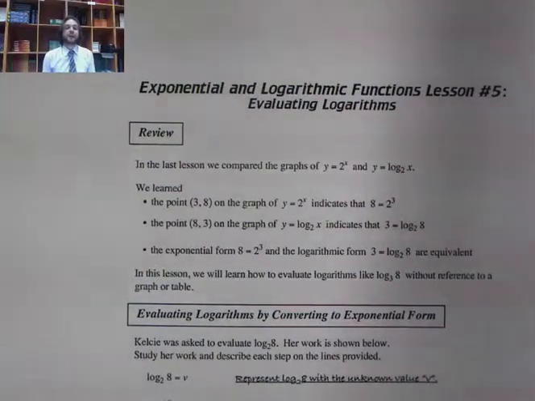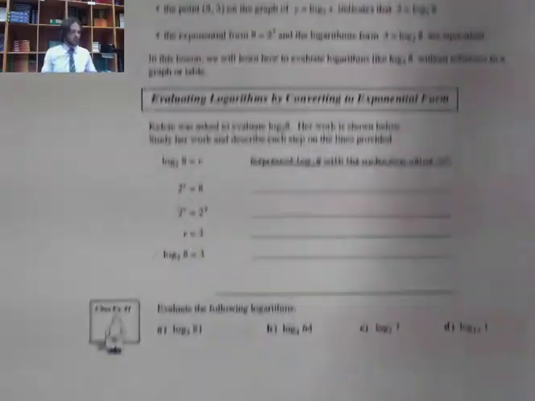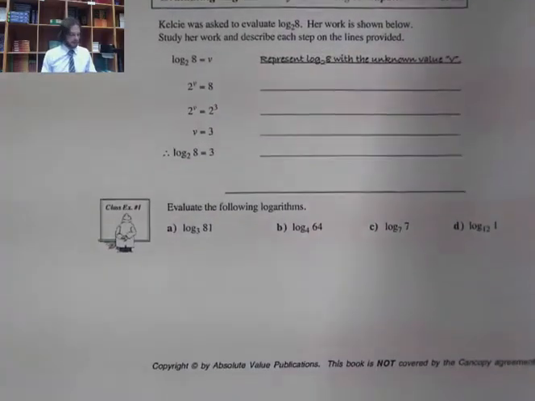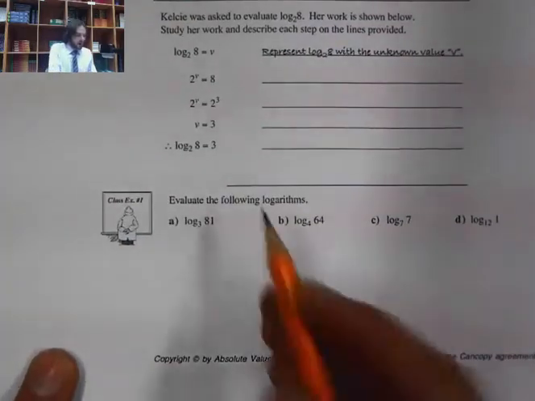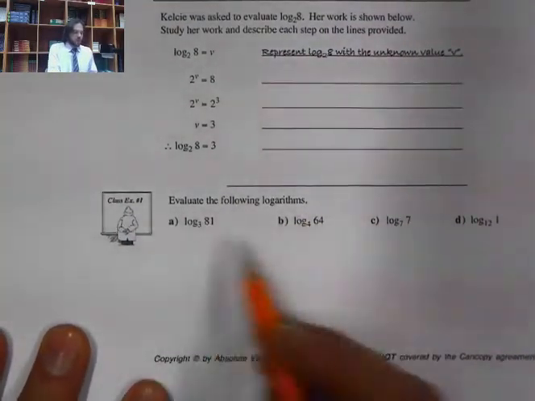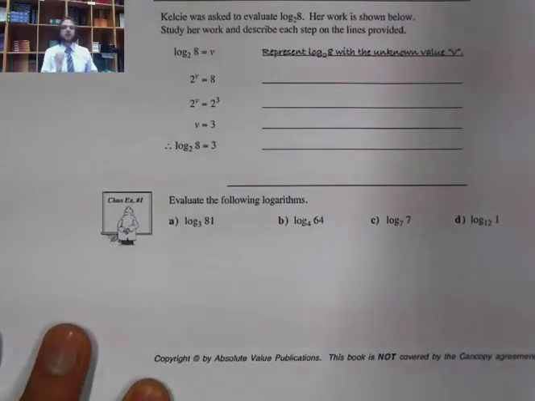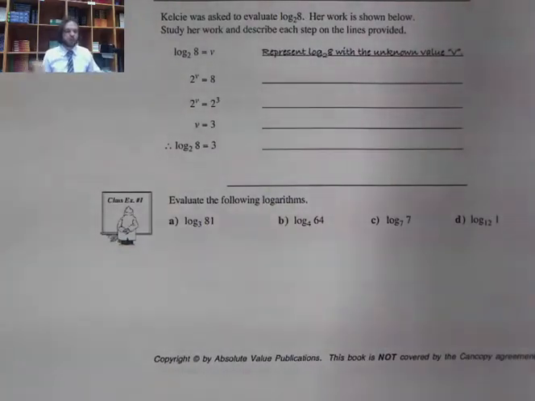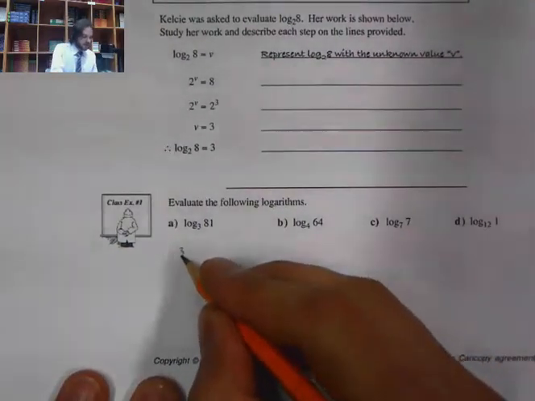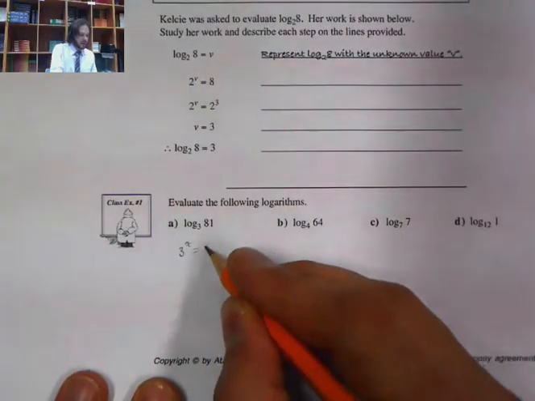Lab 30-1. Today we are going to learn how to evaluate logarithms. So let's just start here. There's a little opening exercise, but I'm going to start right here with class example number 1. We want to evaluate the following logarithms. So I'm going to first convert this to exponential form. So this is going to say 3 to the power of x is equal to 81.